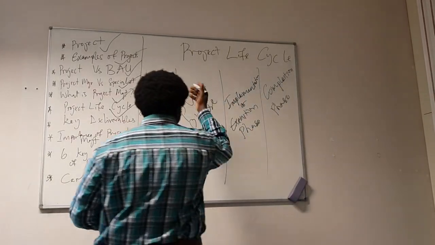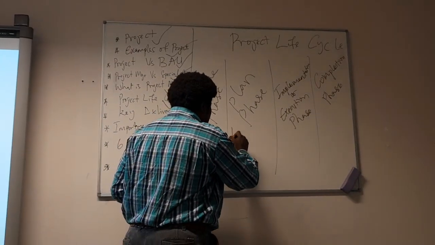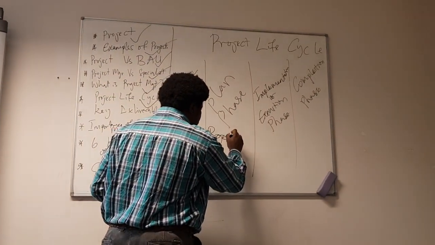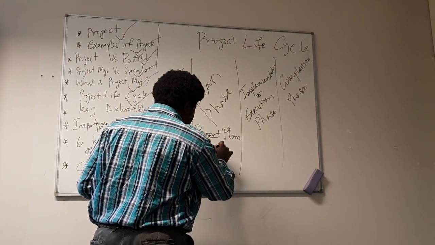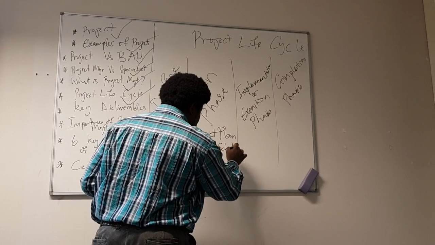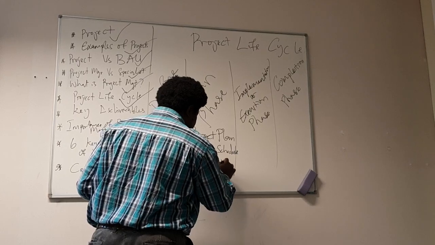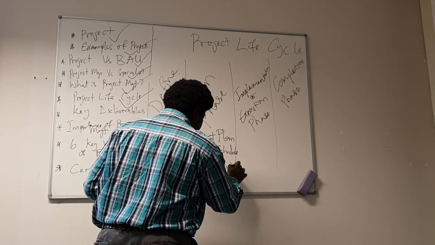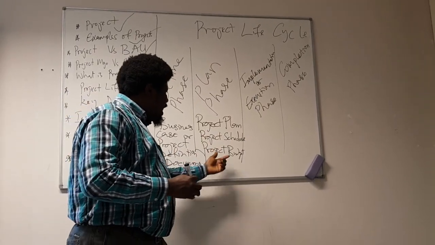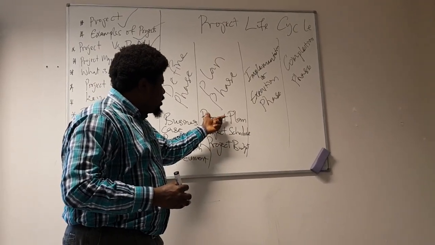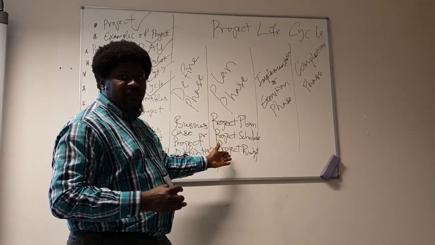And then we have the plan phase. The key deliverables for the plan phase are the project plan, project schedule, and the project budget. So it's about time, it's about finance, and it's about doing the right things at the right time. And that's the second phase of the project and its key deliverables.